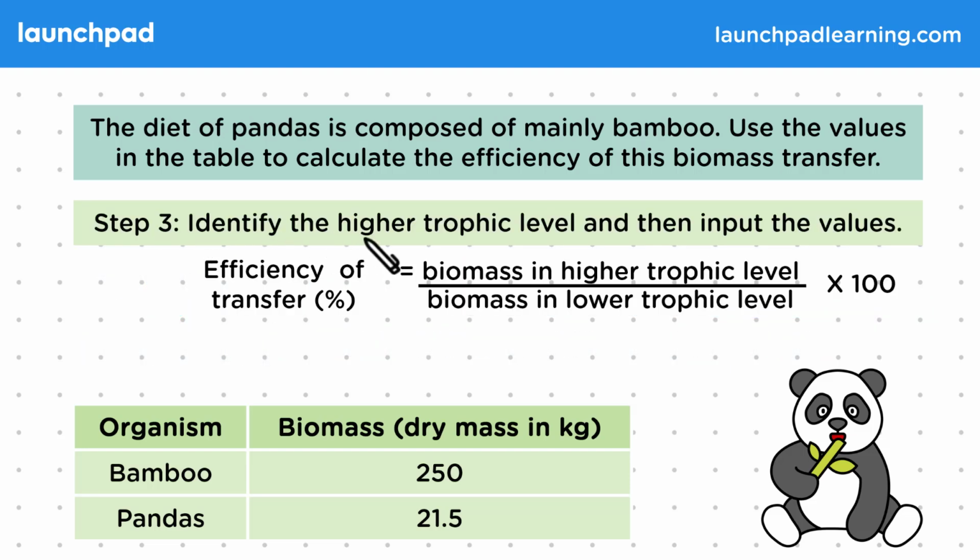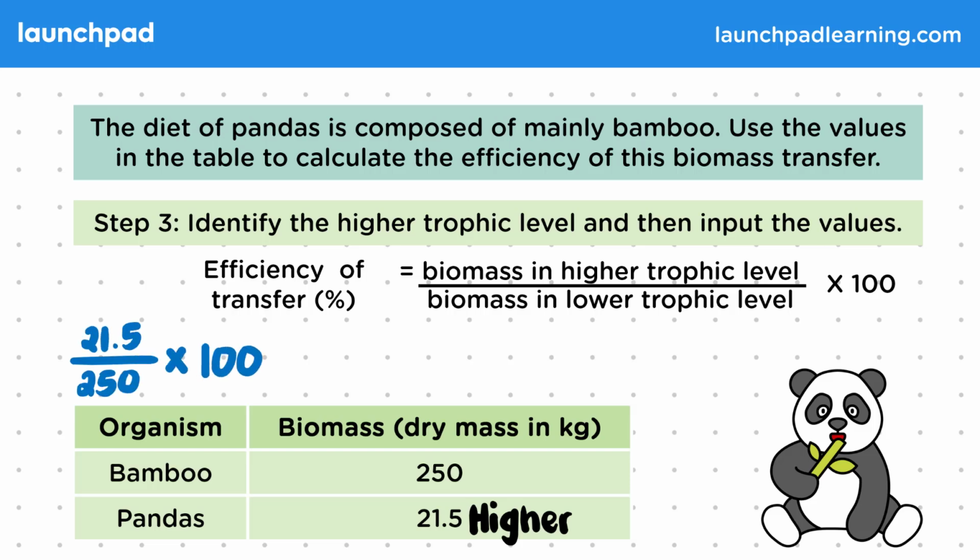Step 3, identify the higher trophic level and then input the values. Remember that because the bamboo goes into the panda, the panda is the consumer or a higher trophic level. So then our equation is going to look like this.